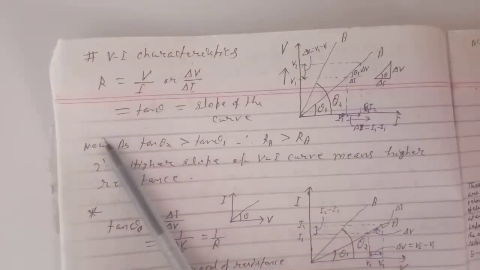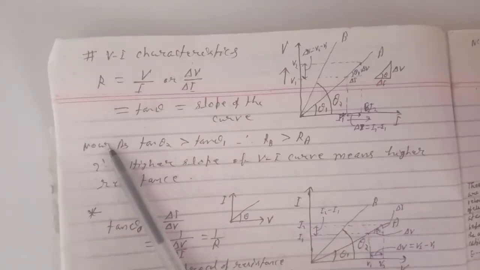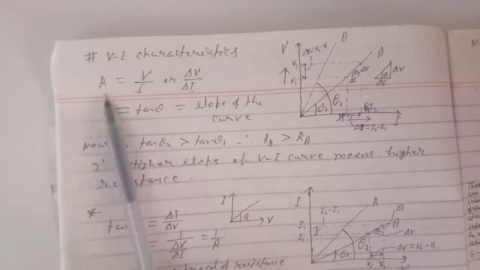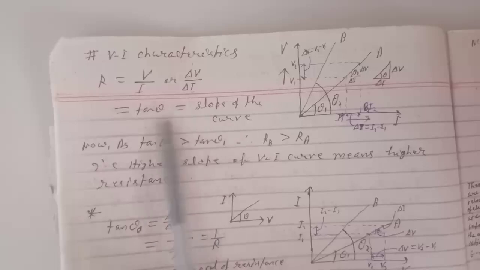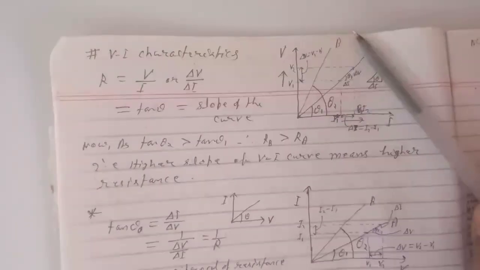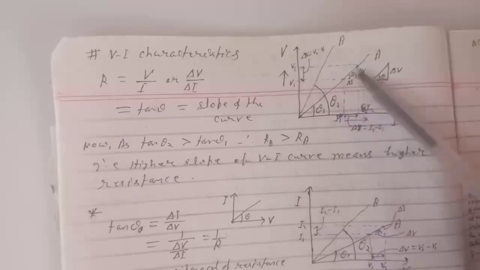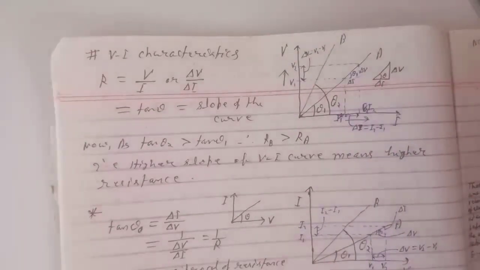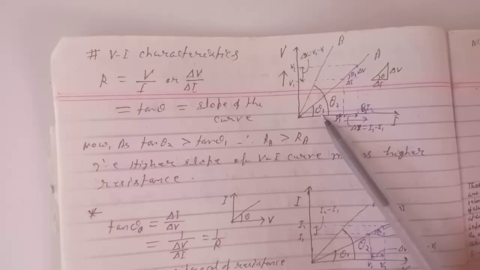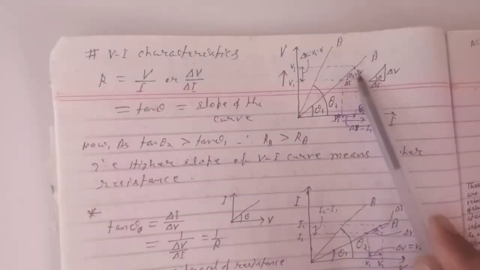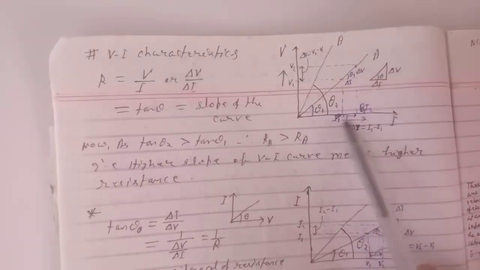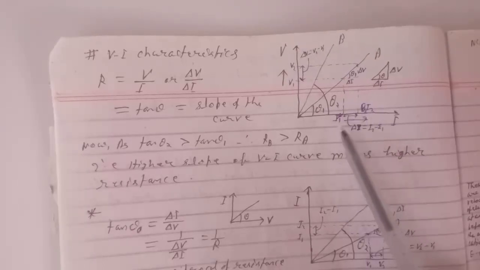Now, V-I characteristics. The graph between voltage and current is called V-I characteristics, and we know from the formula that R equals V by I, or delta V by delta I in the changing form. Here it is shown for two different conductors, conductor A and conductor B. For conductor A we take theta 1, and for conductor B theta 2, and in this graph this is the difference in voltage, that is V2 minus V1, for a given current difference.